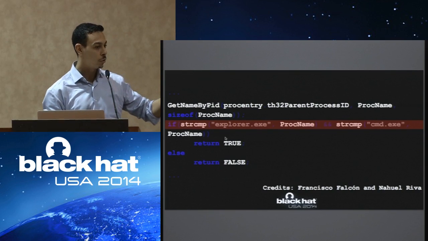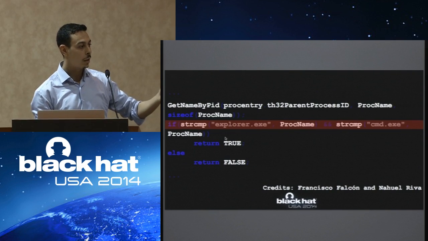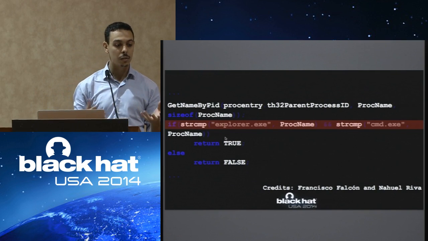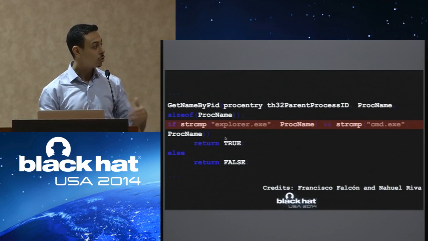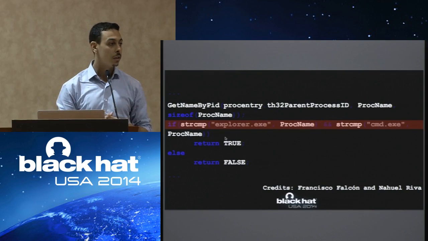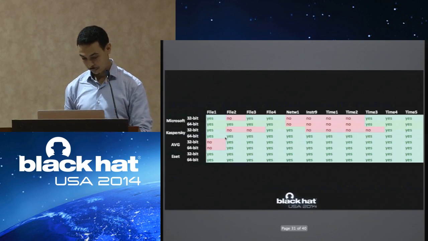And this is an example of a check that will retrieve the parent process name and compare it with cmd.exe and explorer.exe, which should be the case for our malware. If it doesn't match, then again we are potentially running inside an emulated environment.